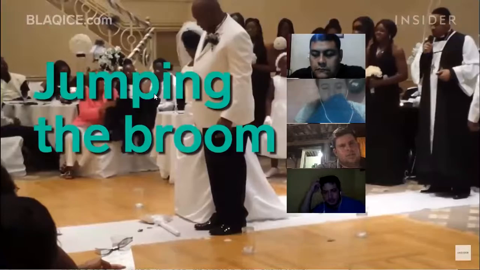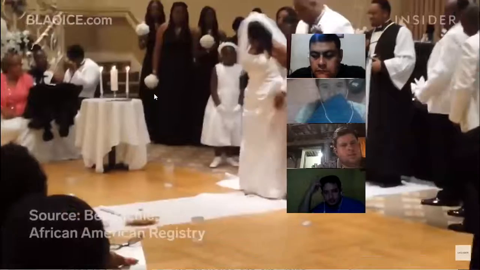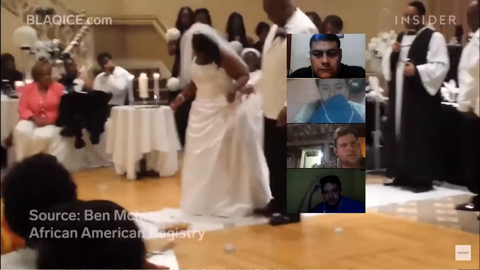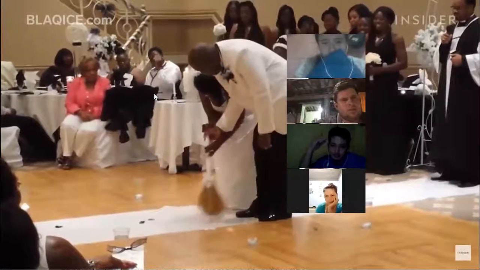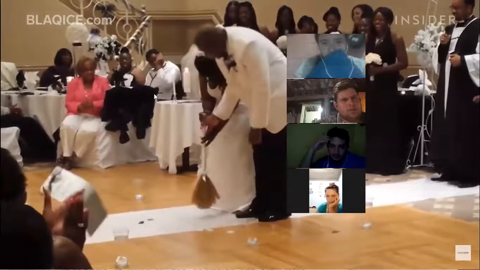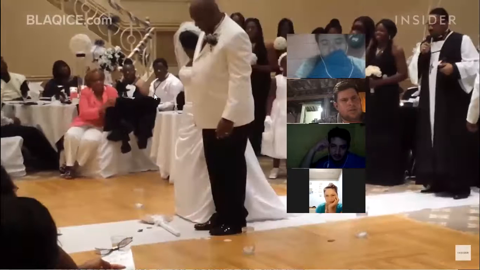Jumping the broom refers to a wedding tradition in which a couple literally jumps over a broom. There's a misconception that it began during slavery in the United States, but it originated in Ghana and is still practiced there. The broom holds spiritual value and symbolizes the sweeping away of evils and past wrongs. Today, some African-American couples include it in their ceremony as a tribute to tradition.